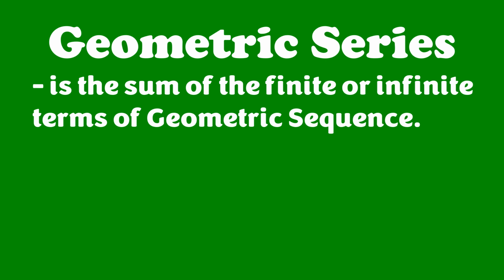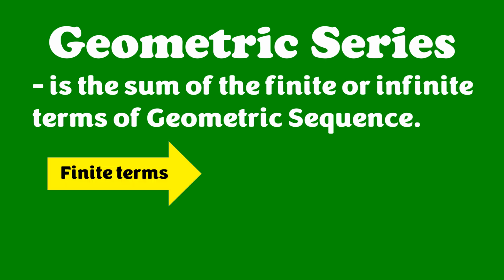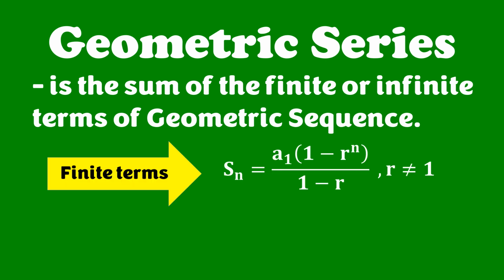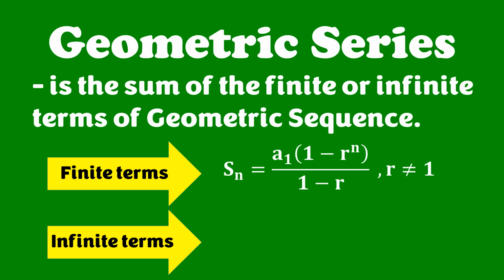And the formula that we're going to use for finite terms is S sub n is equal to a sub 1 times the quantity of 1 minus r raised to n all over 1 minus r, wherein r is not equal to 1. And the formula that we're going to use for infinite terms is S sub infinity is equal to a sub 1 all over 1 minus r, wherein r is greater than 0 but less than 1.